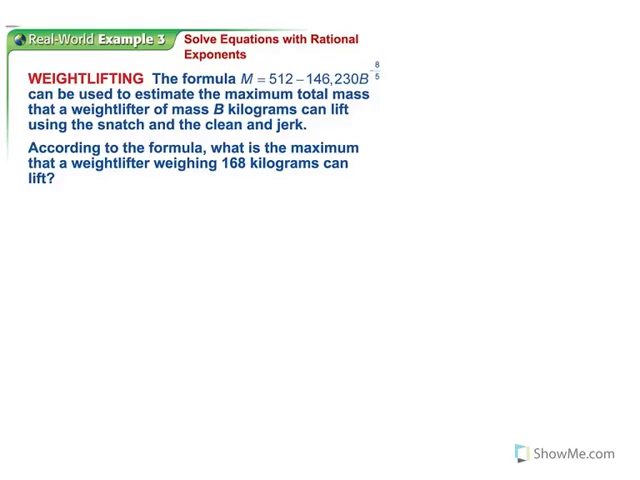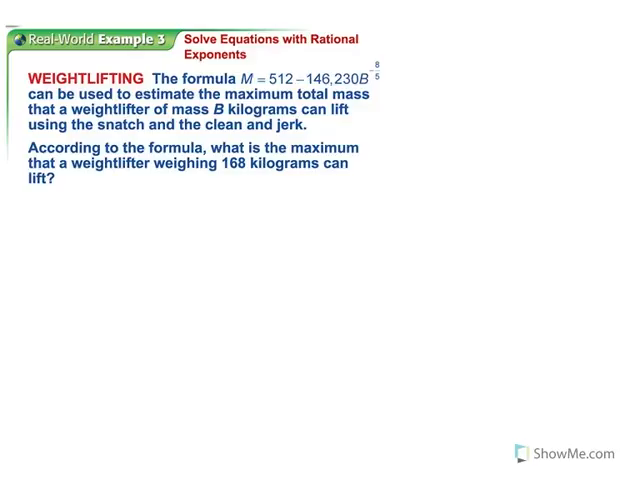So example 4a wants us to simplify expressions with rational exponents. So we're going to simplify y to the 1/7 times y to the 4/7. Oops, I skipped a problem. Just kidding. We're doing example 3. It's solving equations with rational exponents, but it's a word problem. Sorry about that.